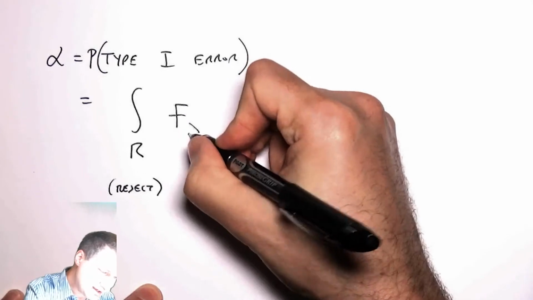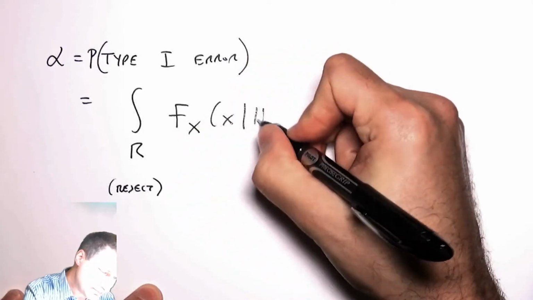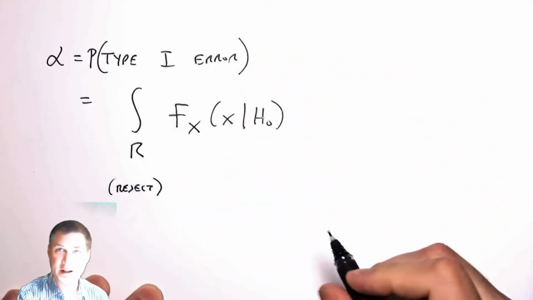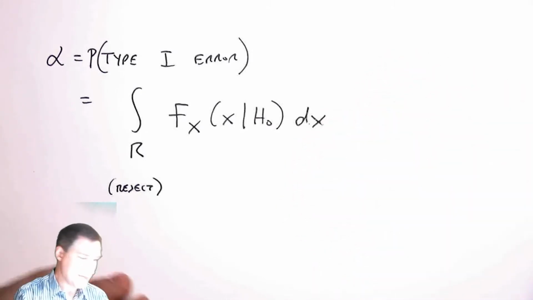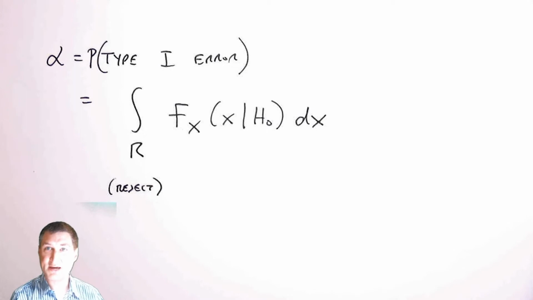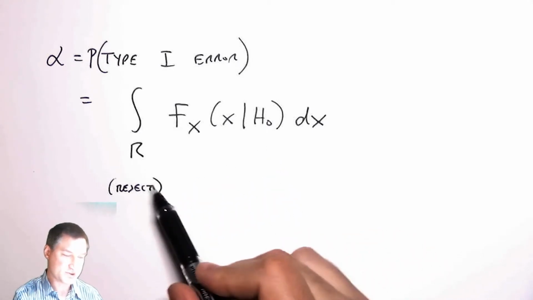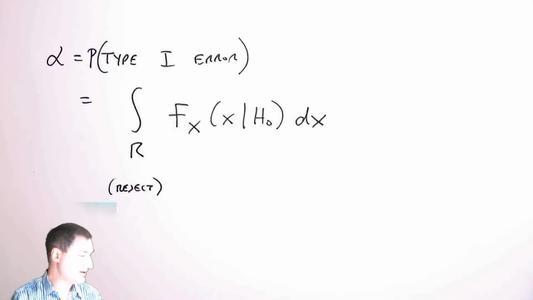Then I integrate my PDF under the null hypothesis, like a class conditional kind of probability. And this is the probability of making a mistake, right? That's saying that H0 was true, but I rejected it.